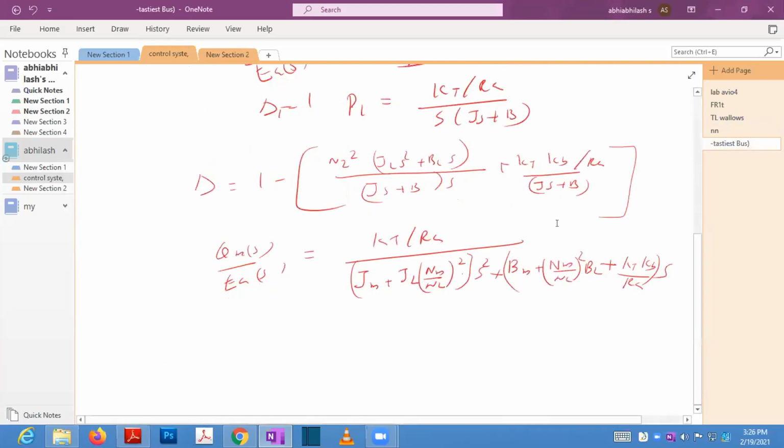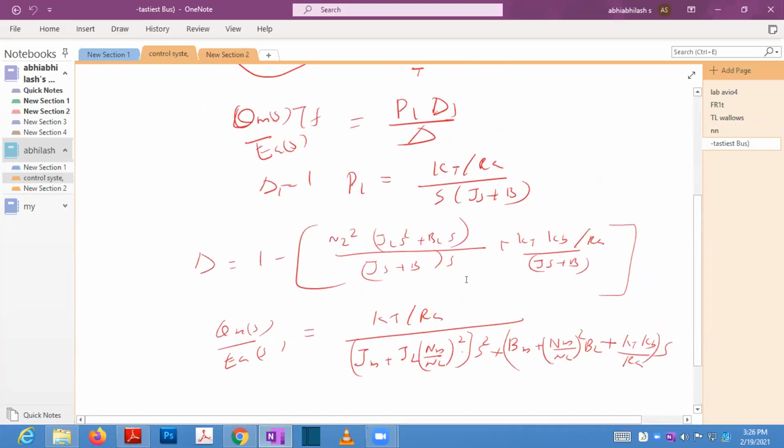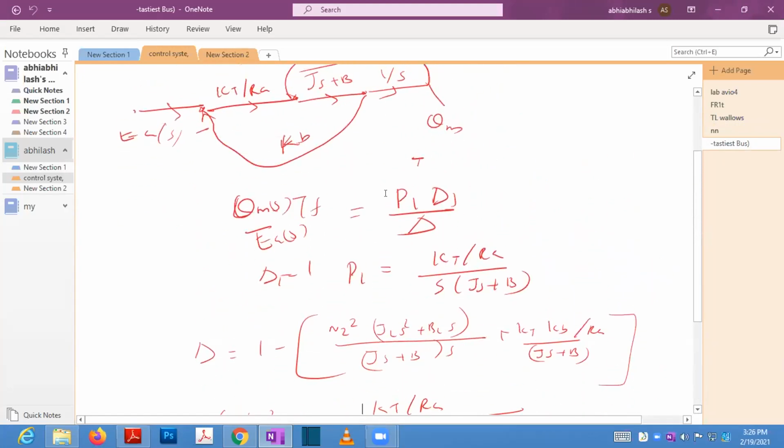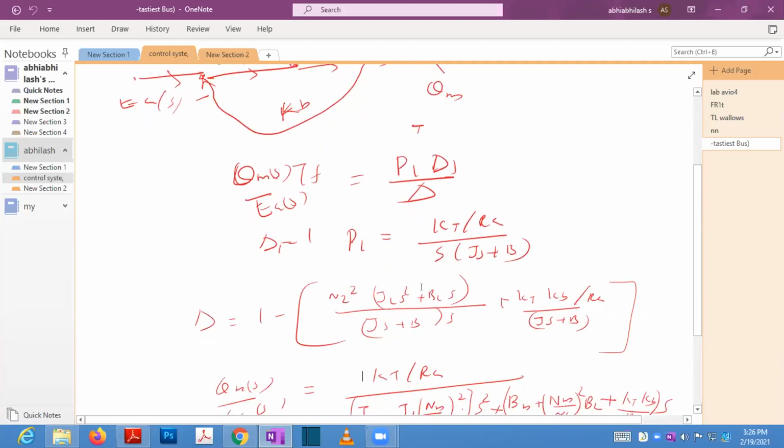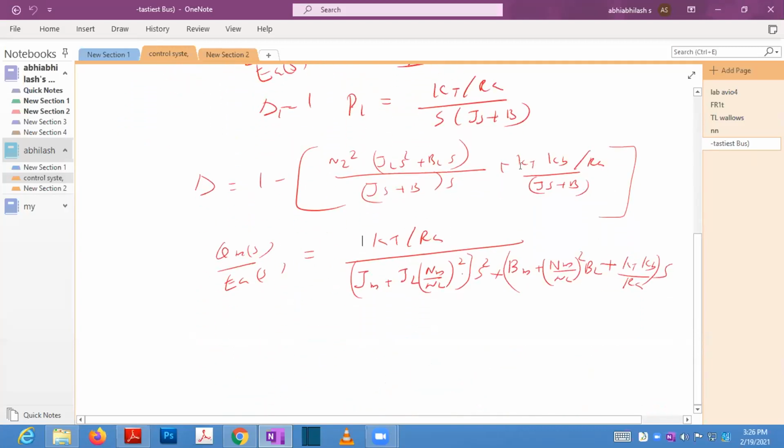So up to this you are completed, I think. Any doubt regarding this? You can ask me, otherwise you can refer to the notebooks. That P1 delta 1 by delta, how is this delta coming? You do the maths.